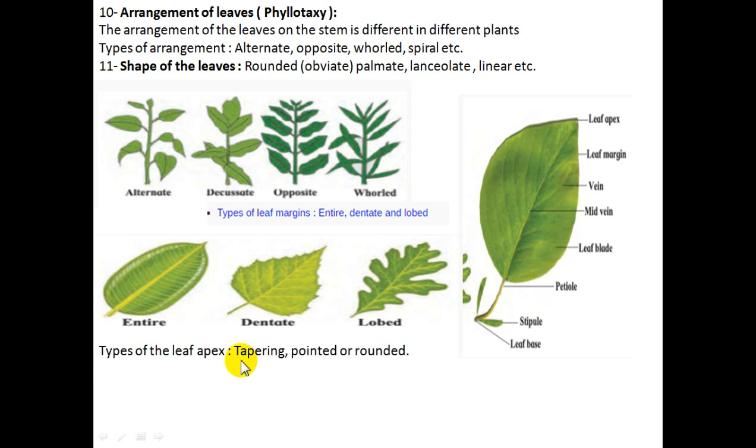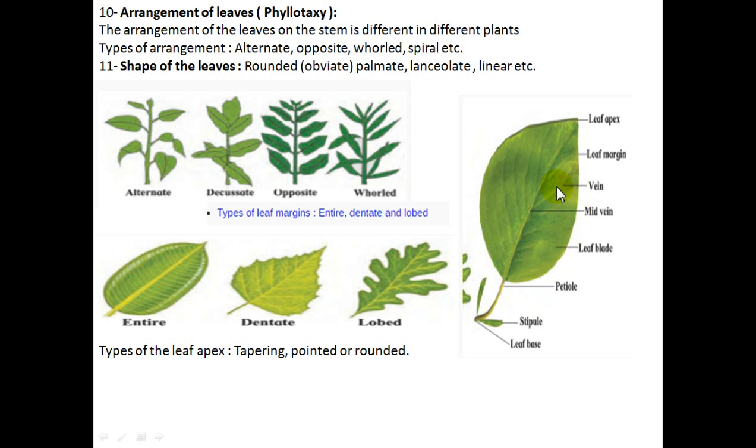Types of leaf apex: tapering, pointed or rounded. It also affects the tip of the leaf. Some have a very rounded tip, some very pointed, and some nothing, it's just like a zigzag way. You can see here the leaf parts. Leaf apex, this portion is called leaf apex. This portion is called leaf margin. Leaf apex matlab tip of the leaf, and leaf margin means edge of the leaf.